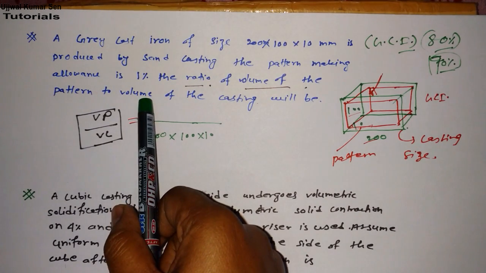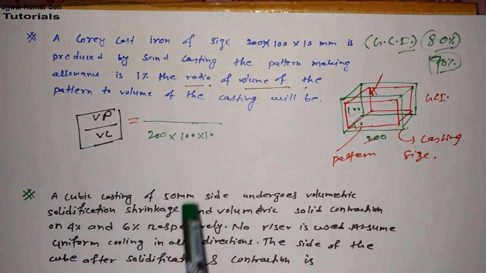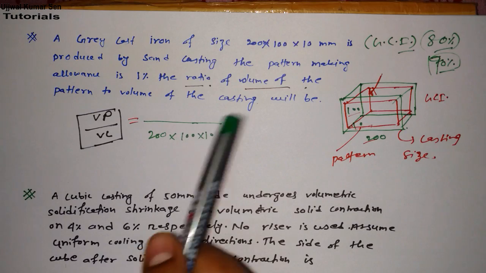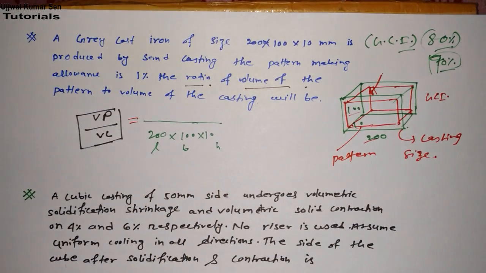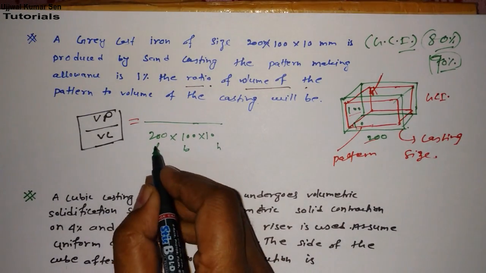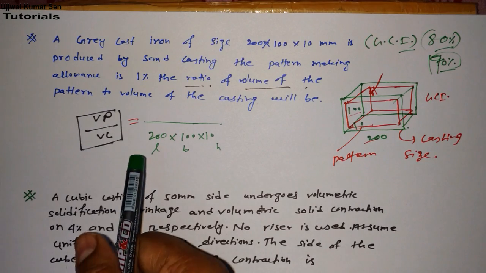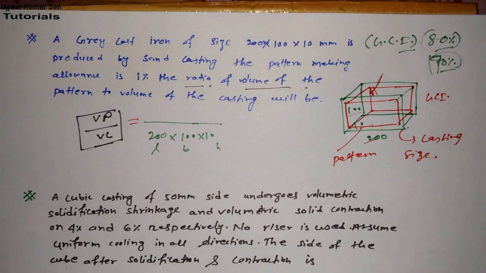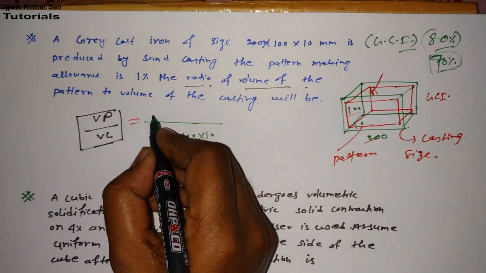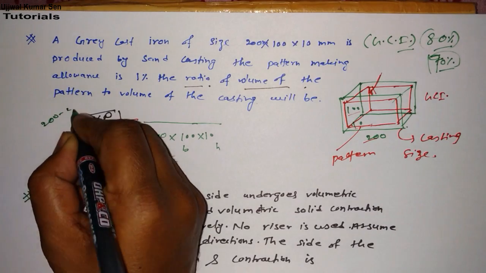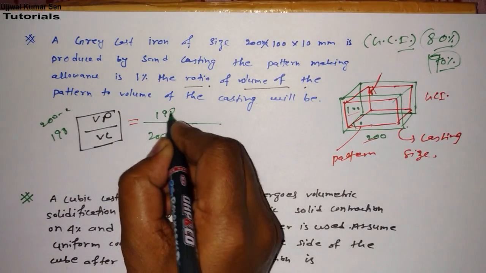Then a 1% allowance is there, so there would be a 1% decrease in every term. Suppose this is L, this is B, this is H, the length, breadth and height. Definitely there would be a decrease in the pattern by 1% in every part of the body, length, breadth and height. So 1% means 1 in 100. So for 200, how much do we have to write? 200 minus 2, 198.